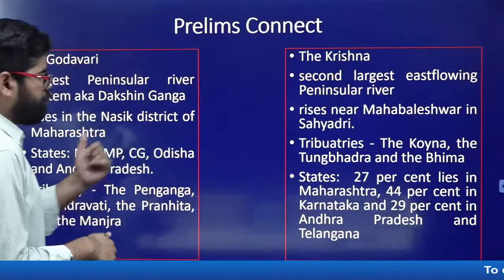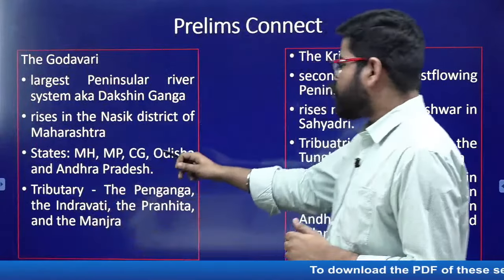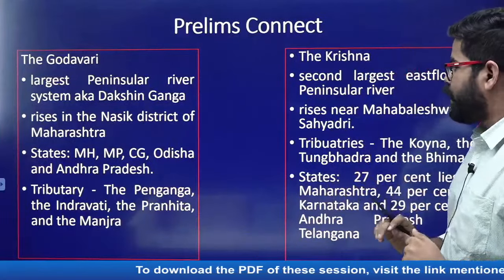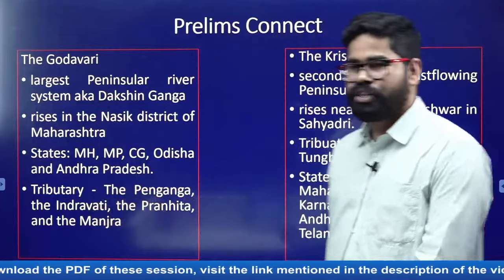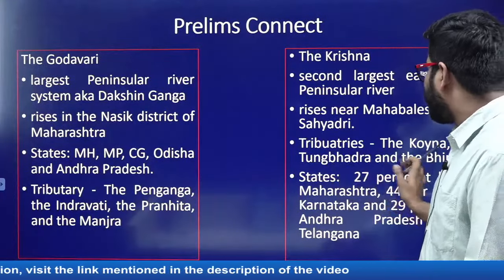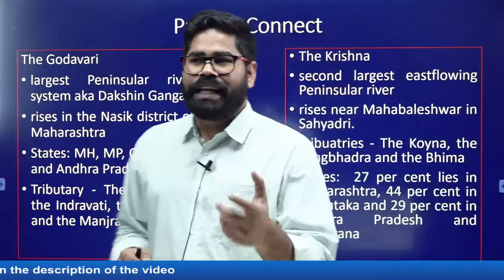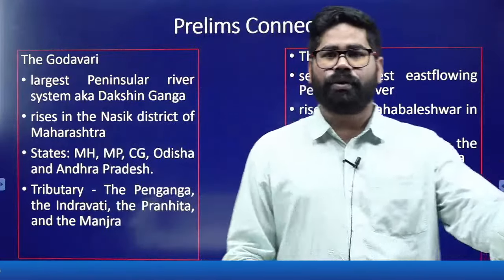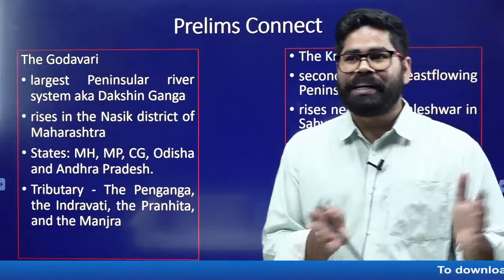Okay, then if you see the states, here you have Maharashtra, MP, Chhattisgarh, Orissa and Andhra Pradesh. It is passing through. Here also states are there. Tributaries you can see Painganga, Indravati, Pranhita, Manjara, they are the tributaries. And here we have tributaries Koyna, Tungabhadra and Bhima. Okay, so try to make charts for these rivers and tributaries. There have been frequent questions in 2022 also. There were two questions. Previously also questions have been there. And this is one common area.